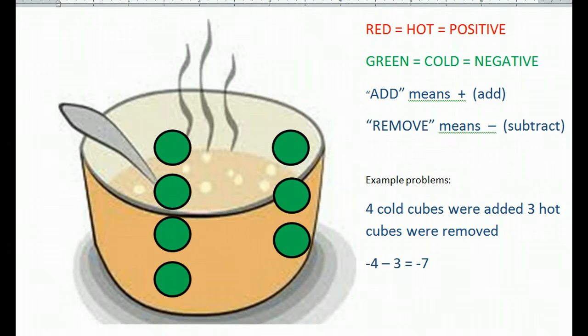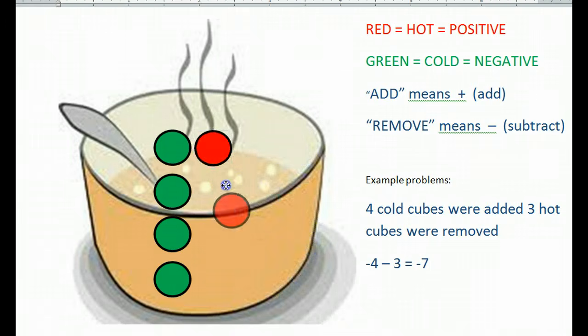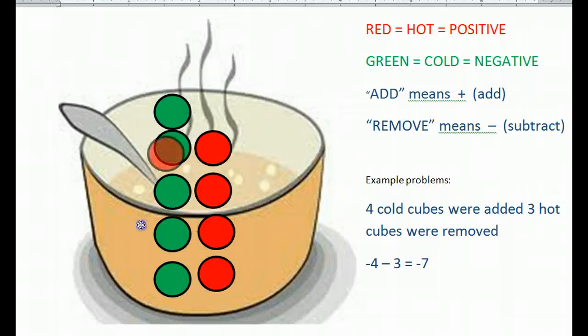The key to understanding this is understanding the 0 pairs. I can put as many 0 pairs as I want into this soup and not change the temperature. I have 4 of them. Why don't I put another 0 pair in? Make it 5. Sure, doesn't matter, because they all cancel each other out to make 0.